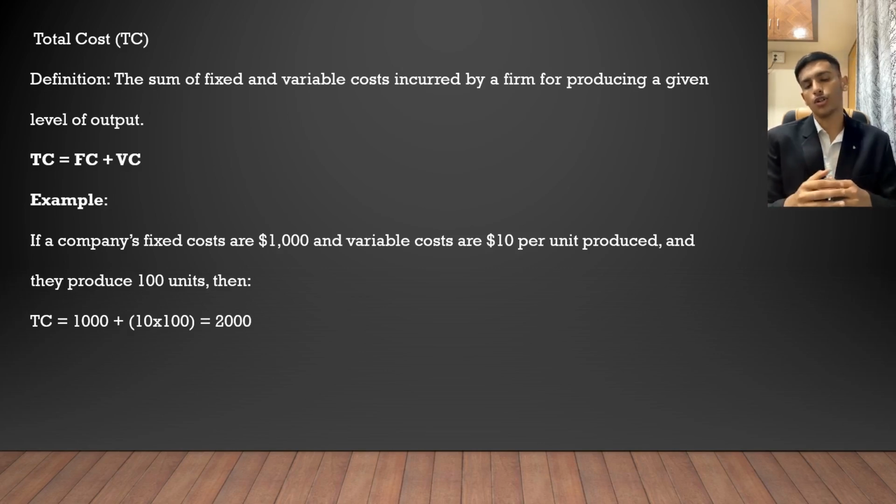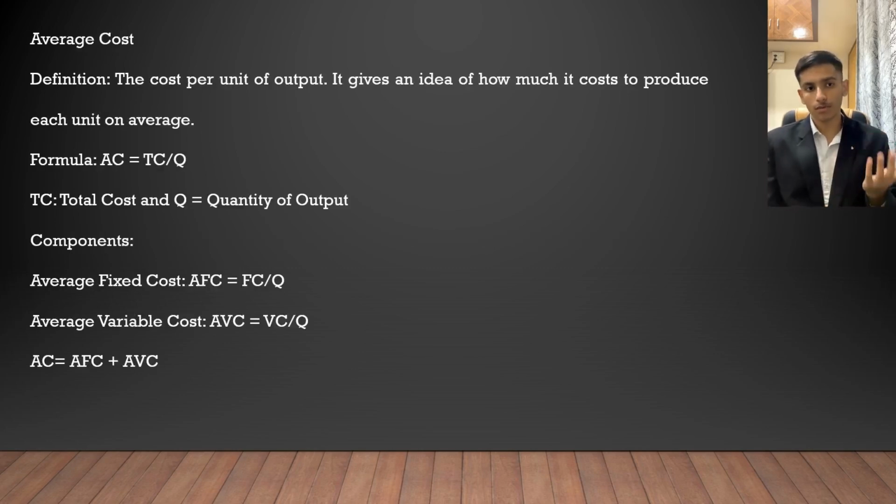Next is the total cost. Total cost is the sum of fixed cost and variable cost. That is, when fixed cost and variable cost are added, they give an aggregate total. It is called total cost. You can take an example: if a company's fixed costs are $1,000 and variable costs are $10 per unit produced, and they produce a total of 100 units, then total cost is 1000 plus 10 into 100, which gives us a total value of 2000. So that is the total cost of that product.